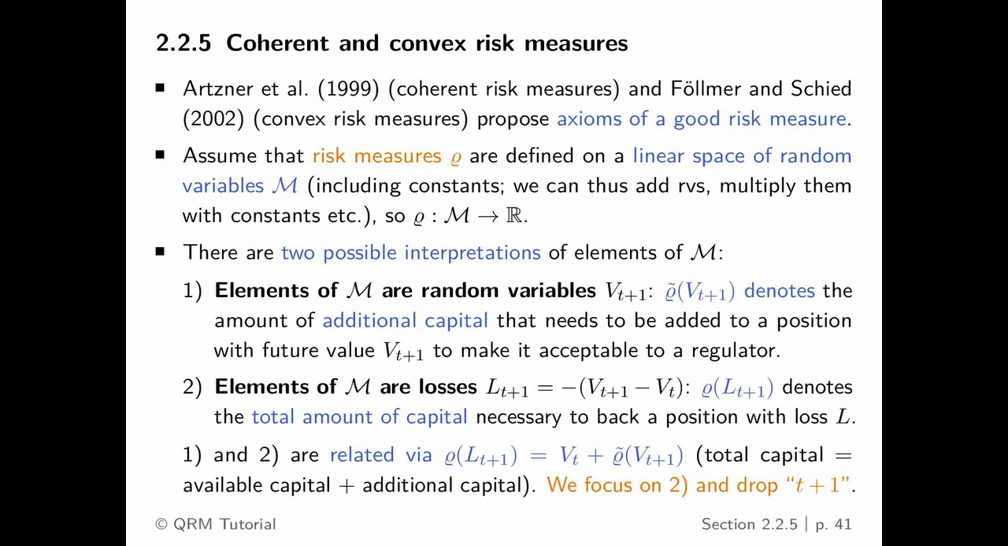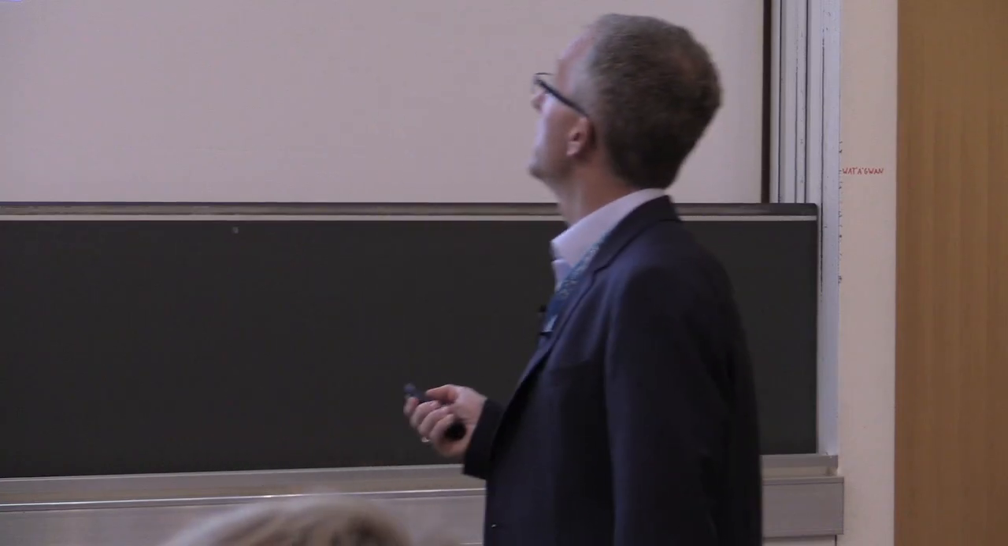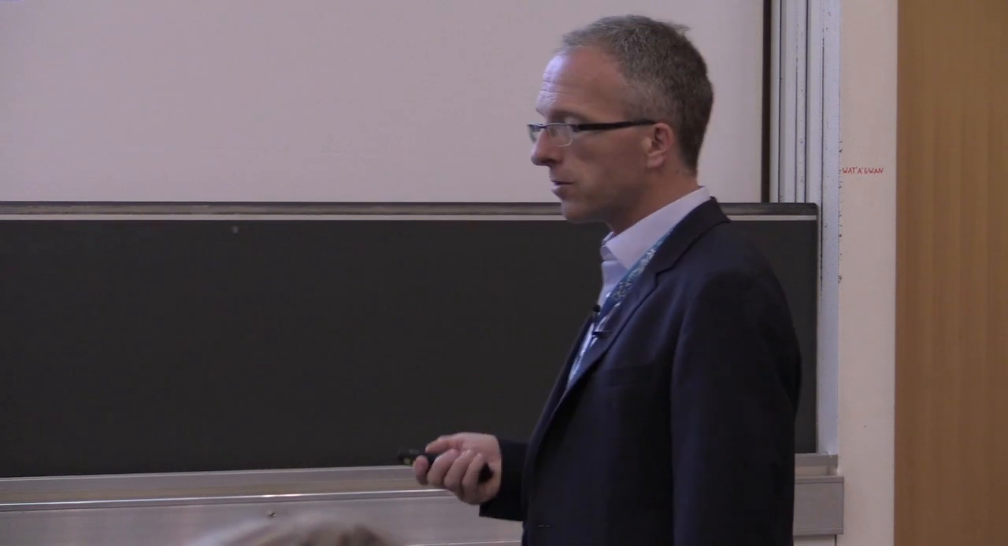This space, calligraphic M of random variables we consider, there are two potential interpretations. On the one hand, we may interpret them as losses, as we will do in this course, and then that's sort of the amount of capital you need to back a position with loss L, or you ask yourself, how much of this position do I need to finance with equity and how much may I finance with debt, so that the whole situation is acceptable. Alternatively, we can view them as future value of the position, and then you would view the risk measure as the additional amount of capital you need to add to the position to make it acceptable to a regulator.